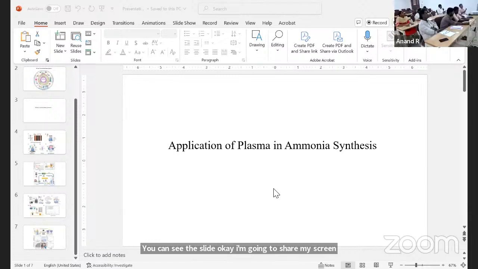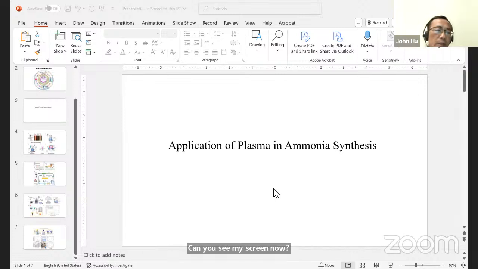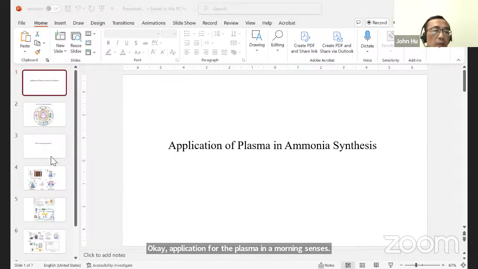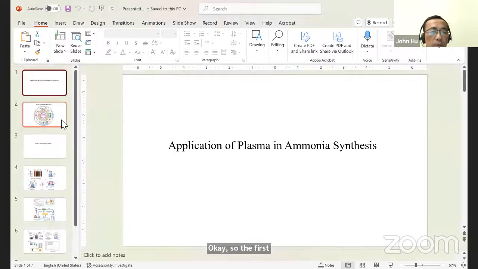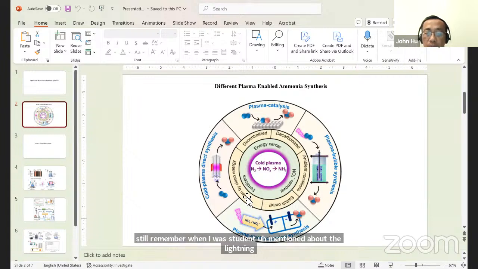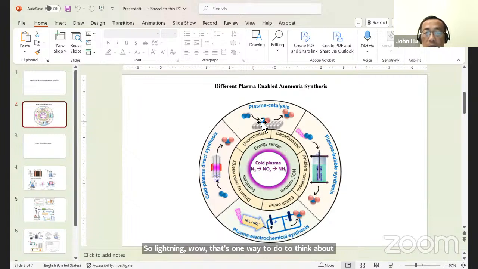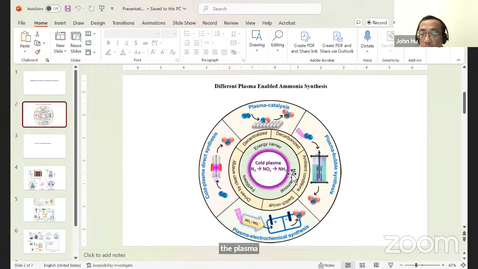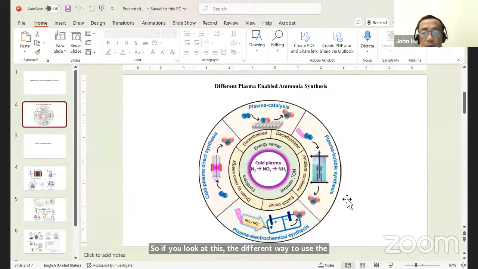Yes, sir. Okay, application for the plasma in ammonia synthesis. First, I want to show you, I still remember one of the students mentioned lightning. Lightning, wow, that's one way to think about plasma. If you look at this, these are different ways to use plasma. If you look at the center, let me get my pointer.